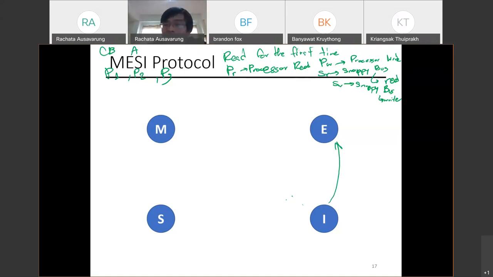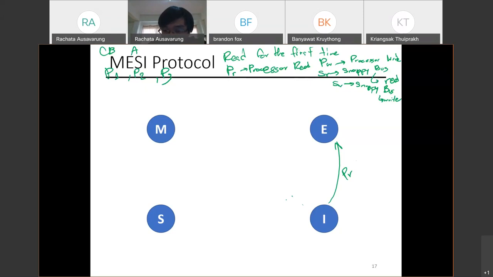Exclusive, right? I read, I bring in the cache block. So if I do processor read, I am in the exclusive state. I will send the request through the Snoopy bus, I will then make sure that everyone else knows that I'm reading it. This is when I first see this cache block.